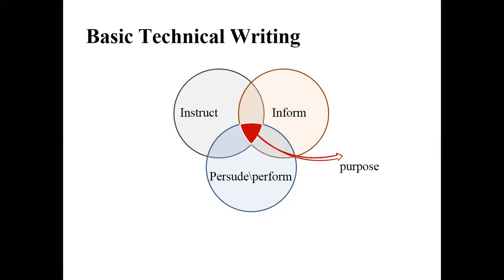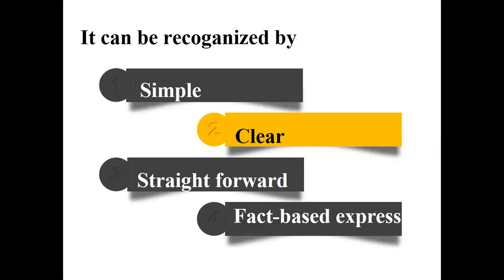So what is the basic purpose of technical writing? There are three things: first to instruct, then to inform, then to perform or persuade. And in all of them there is one common thing, that is purpose. Why are you going to instruct, inform and persuade? So your purpose should be the same for that technical writing.